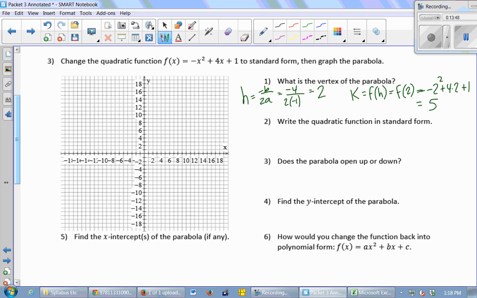Okay, the negative. Correct. The negative is not in parentheses, so you do the squaring first and then make it negative. Yeah. So my vertex, my final answer, my vertex is a point. It's at 2, 5.